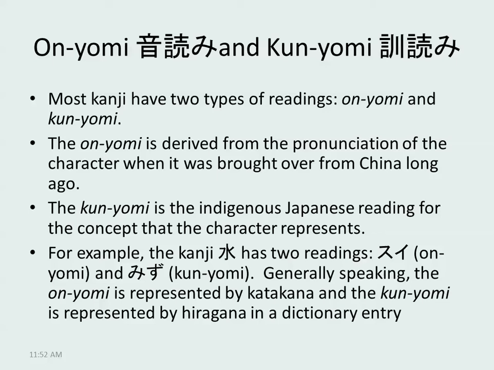So, for example, the kanji here has two readings. It can be read sui. Sui is the onyomi of that character, and usually onyomi are given in dictionaries, Japanese dictionaries, with katakana. And the kunyomi is mizu. Generally speaking, as I said, onyomi is represented by katakana, kunyomi is represented by hiragana. But if you were glossing a compound, for example, that uses its onyomi for both characters, you would gloss that using hiragana. So this idea of katakana for onyomi really only applies to dictionaries.